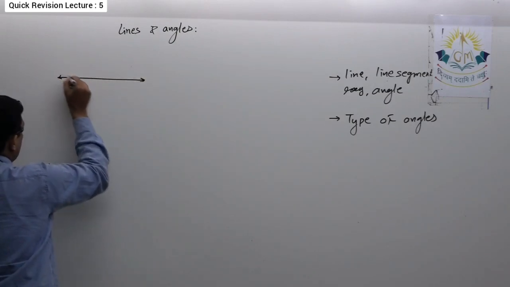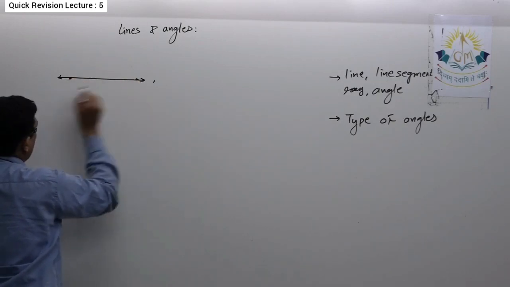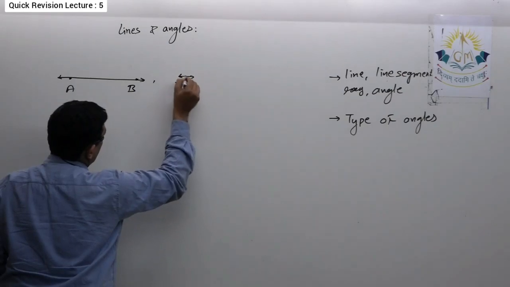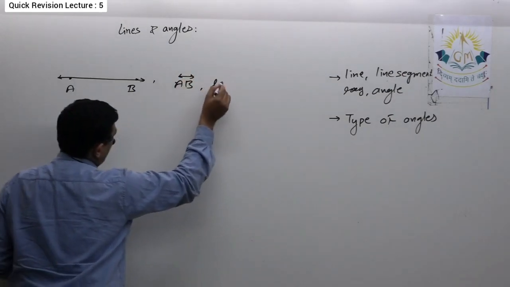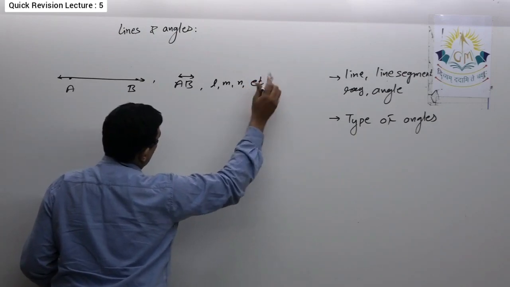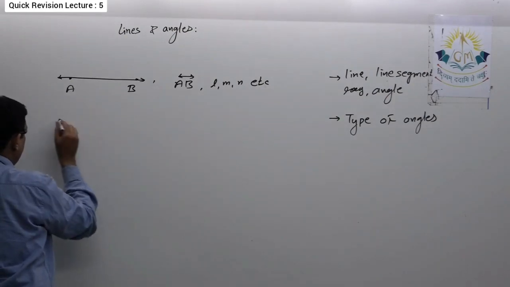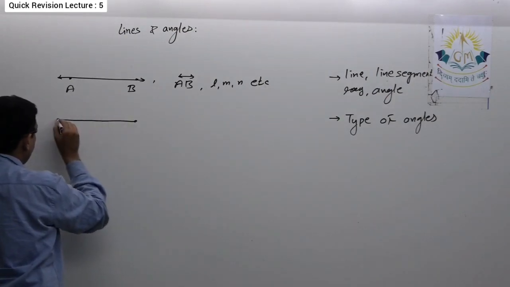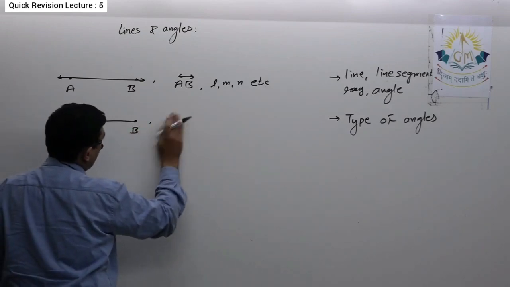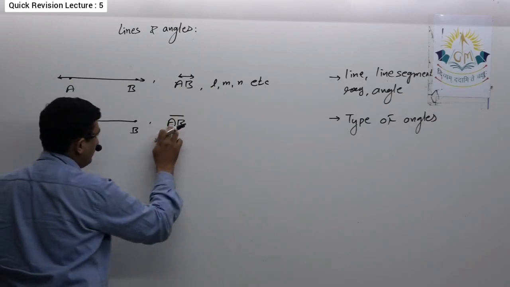So this is a line which can be extended on both sides. Generally line AB is denoted by line AB in this way. Also small letters like L, M, N, etc. can be used to represent a line. Now part of a line having two endpoints is called a line segment. So this is the way to represent line segment AB.